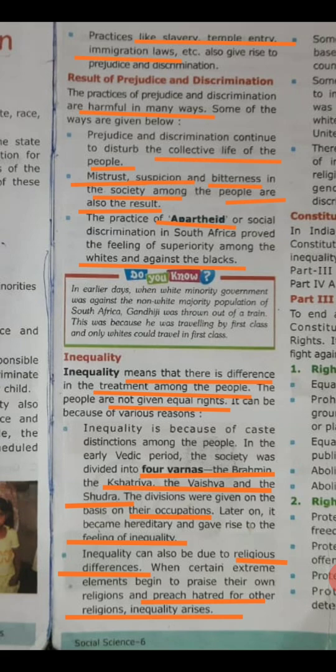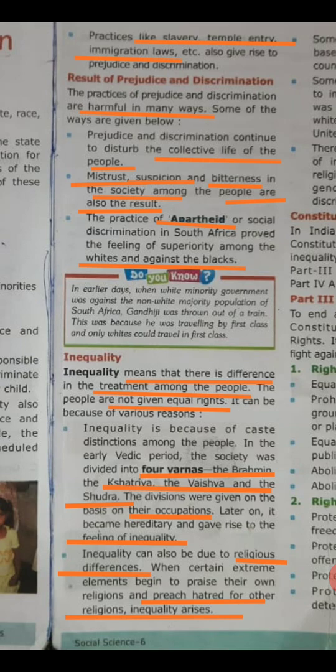So it disturbs the life of the people in many ways, like mistrust, we don't trust each other. Suspicion, we lead to suspicion, or it means that we lead some people to think that he is not good, he is bad, he is ugly, he is from another community, he is from another religion. So we doubt them. Even bitterness, we hate each other on the basis of upper caste, lower caste, on the basis of religion, on the basis of race, on the basis of our color. So this also turns into bitterness, into hatred among the society.